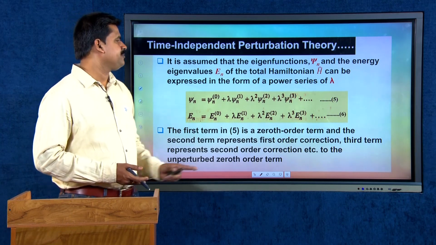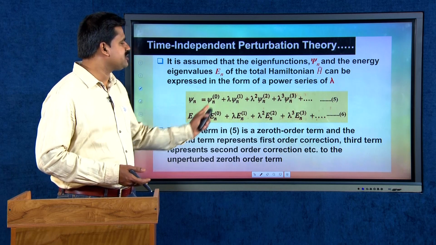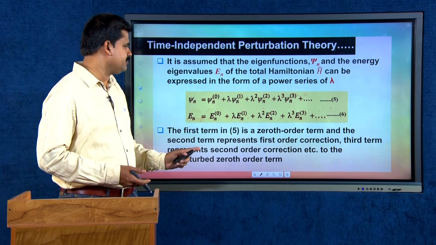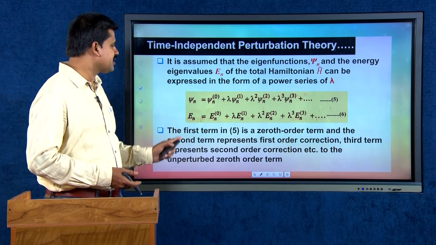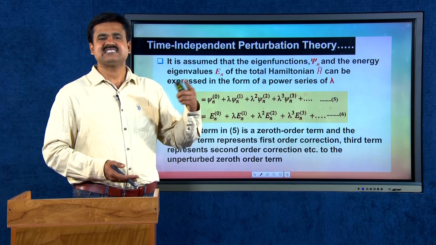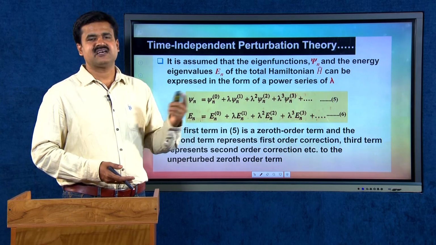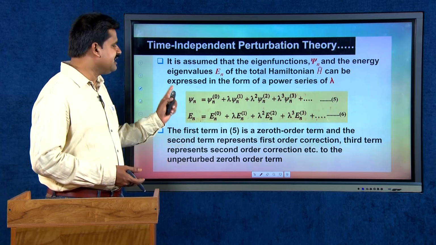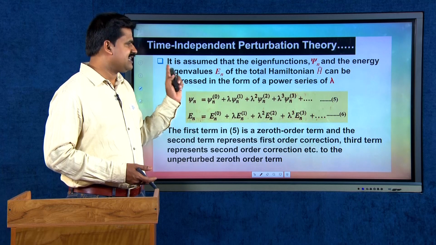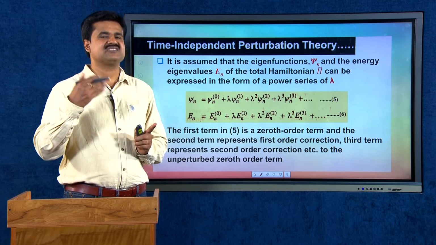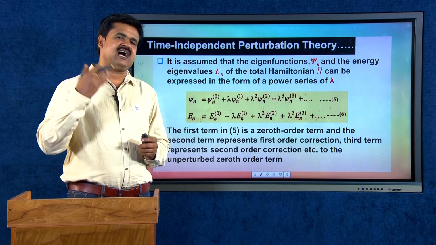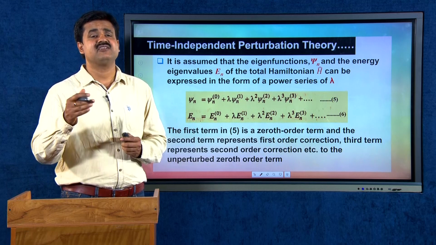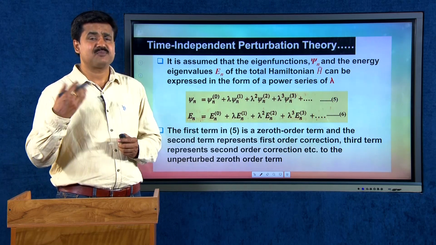It should be noted that in the expression for psi n, that is equation 5, there is a 0th order term, and then the first order correction, second order correction, third order correction, etc. Generally, we consider up to the first order correction. Second order and higher order corrections can also be performed, but that may lead to complex mathematical procedures, and for the sake of convenience we are discussing up to the first order correction.